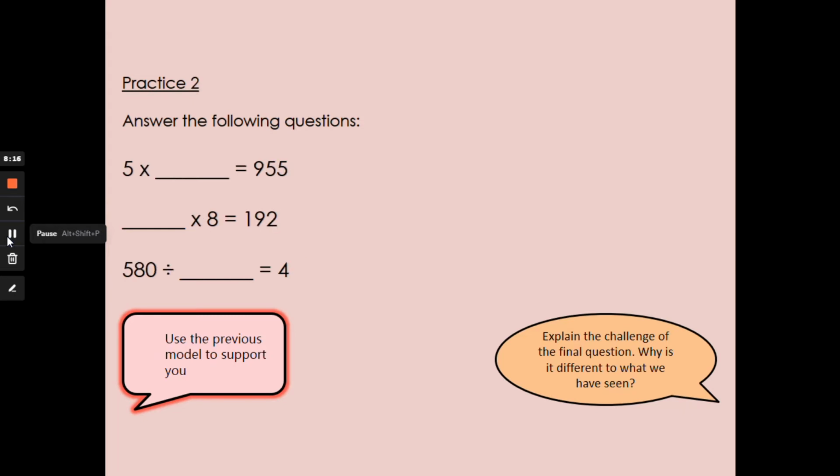Okay, well done. This time I've put multiply and divide in. So this time it's exactly the same process. We start one end, work backwards into the opposite, except this time you have to use multiply and divide. So can you pause the screen and give those ones a try, please?